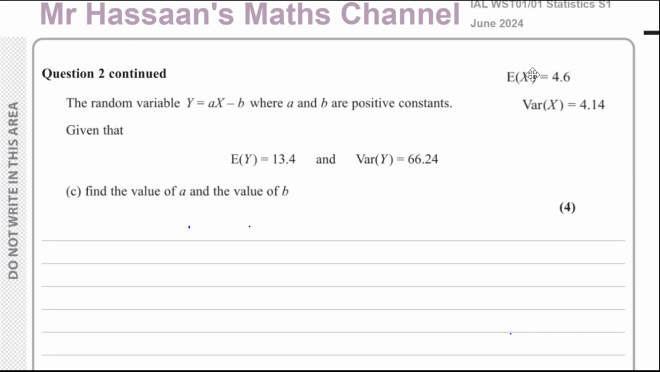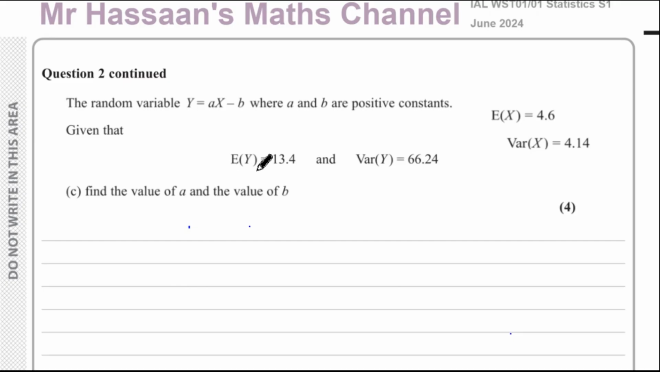Now we were given this in the first part of the question. We were given E(X) and we were asked to find the variance of X. But now we've got to consider this coding that they've given us. A coding is where Y is equal to something times the X values minus a constant. So you've taken the X values and transformed them, coded them, by a multiplication and a subtraction.